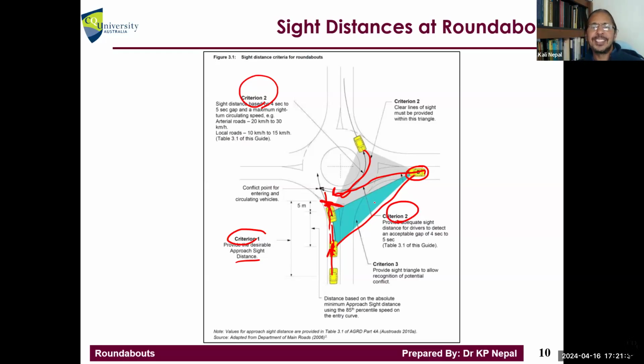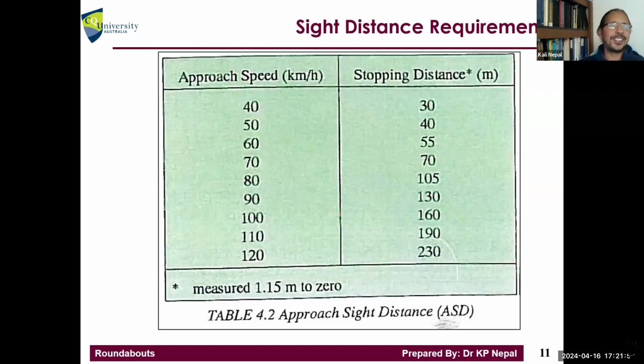So what we need to do now: we don't plant trees here to obstruct the line of sight. We need to make sure it is clear there as well as here. There you go. So these are the stopping distances for different speeds.